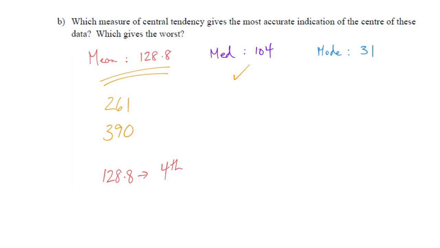I think if we had to go worst, I think the worst one is down here in the mode. Like 31, that is the lowest. And if somebody was to try to tell me that 31 would be a good indicator of the middle of that data, then I think that's pretty misleading. It might happen more often, but it doesn't mean that it's the middle.